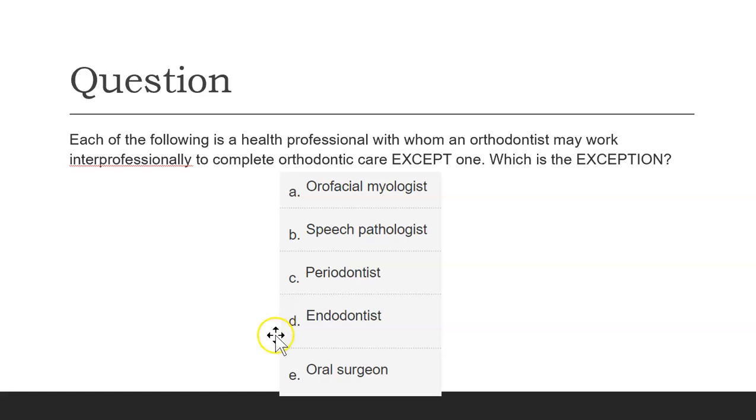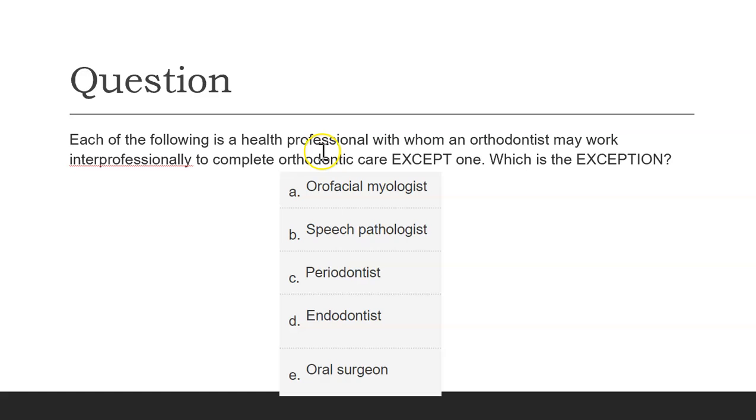The answer is D, endodontist. An orthodontist does not work with an endodontist for root canal therapy. So root canal therapy and ortho, they don't necessarily go hand in hand, but an orofacial myologist could work with an orthodontist. If there's any orofacial myofunctional disorders, so for example, if they can't breathe, so nasal breathing issues, if the tongue is not resting properly, if they can't swallow, these are all things that the ortho and the orofacial myologist can work together and help out that client.